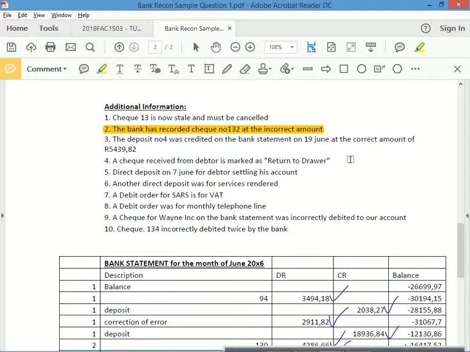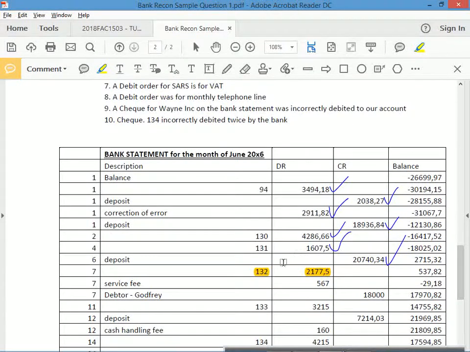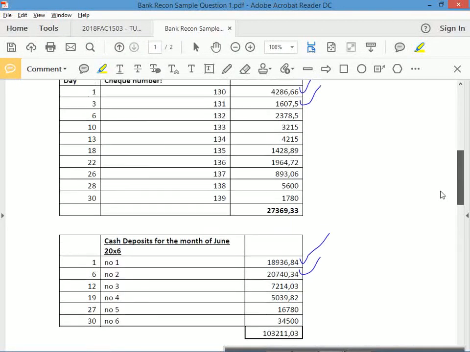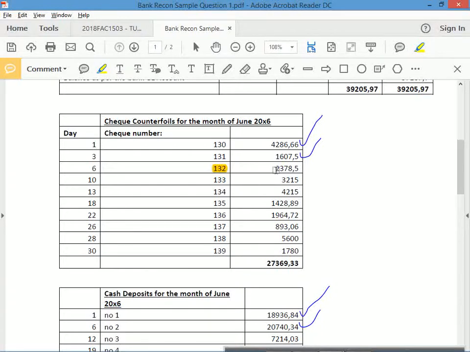The bank recorded check 132 at the incorrect amount. Right, so you're looking at this. 132 at 2177.5. Is this amount correct? No. Who's wrong? The bank. Who's right? The business. So let's see what it should be. What was check 132? There's check 132. Do you see it? So whose books are correct? The business. Adjust or reconcile? Reconcile. We don't adjust because our books are correct. So there's nothing wrong with 2378.